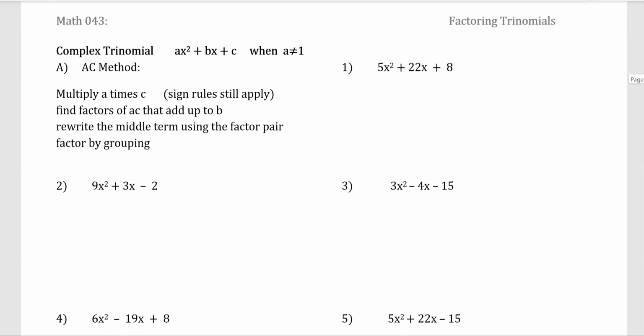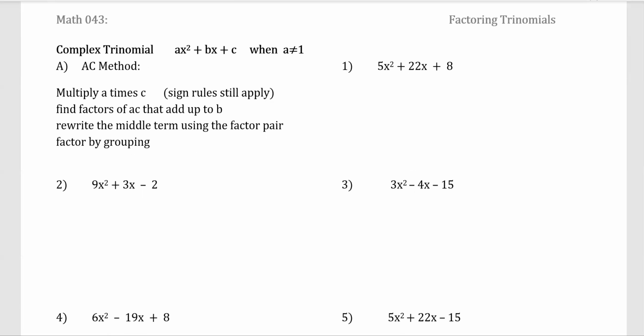The next set of these examples now involves a not equal to 1. So we're going to have to use factor by grouping. This is called the AC method because we're going to multiply A times C.